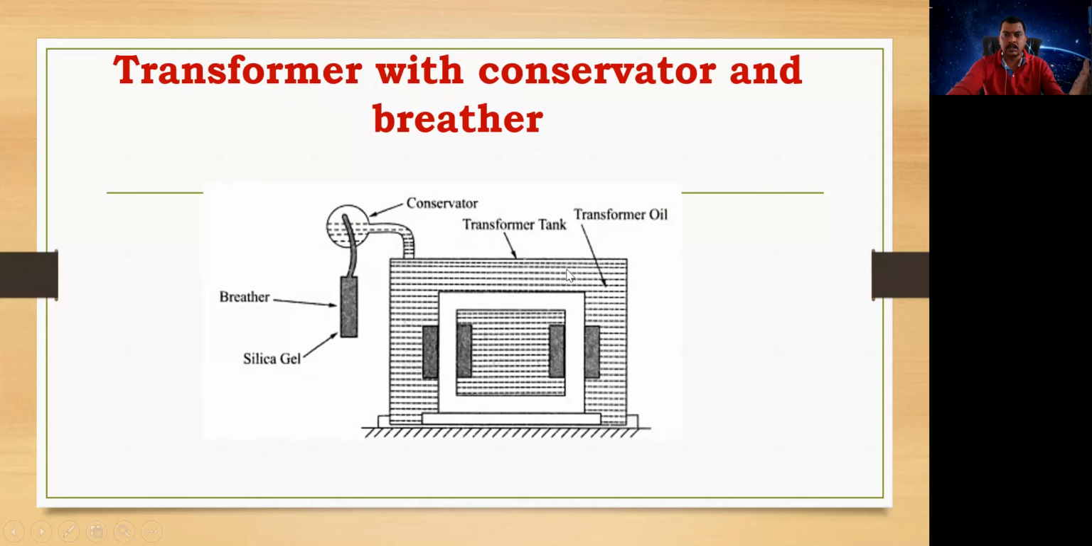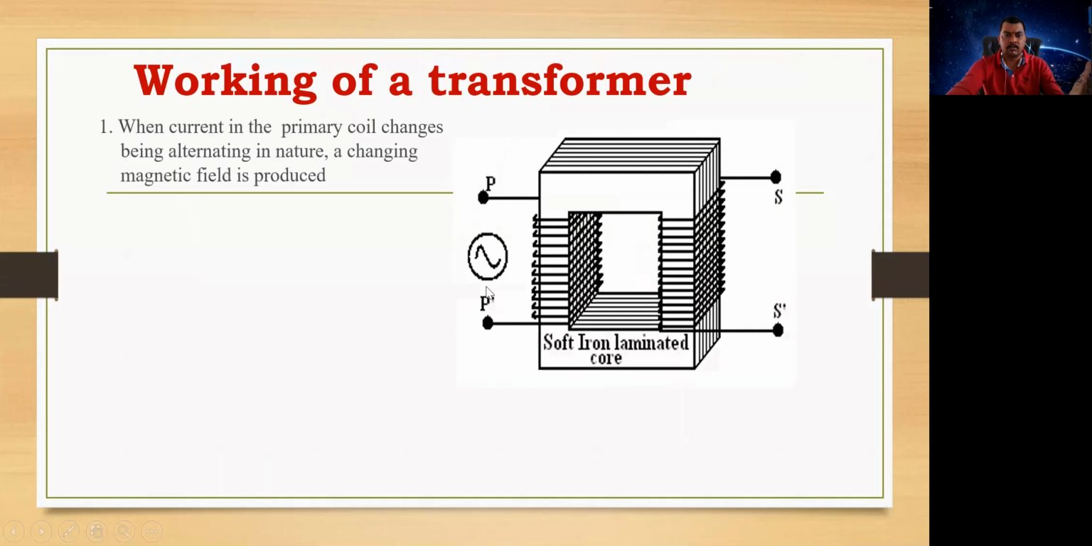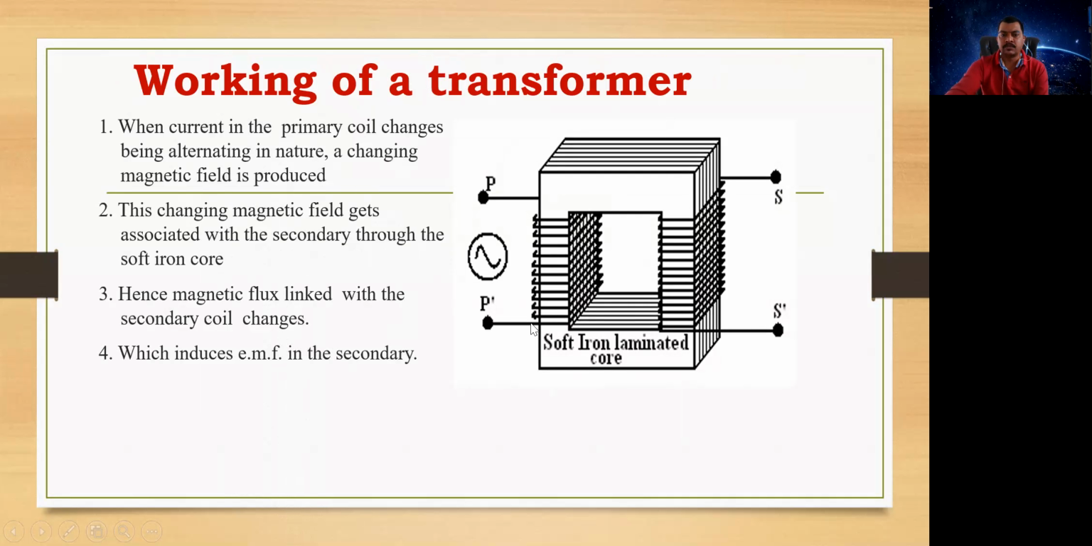Yeah, this is another transformer that we are having, which is used for generators, right? So oil filled transformers can be used. And yeah, working of a transformer, we have already studied this. When current in the primary coil changes, being alternating in nature, a changing magnetic field is produced. This changing magnetic field gets associated with the secondary through the soft iron core over here, and hence the magnetic flux linked with the secondary coil changes, which induces the EMF in the secondary.